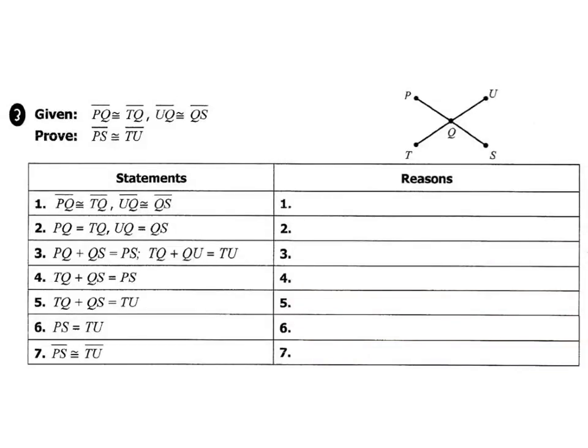All right, number 3, we're given that segment PQ is congruent to segment TQ and segment UQ is congruent to QS. So first thing we want to do is mark up our diagram so we can see which segments are congruent to each other. We also take that given information and write it down as our first statement, and the reason for our first statement is given.